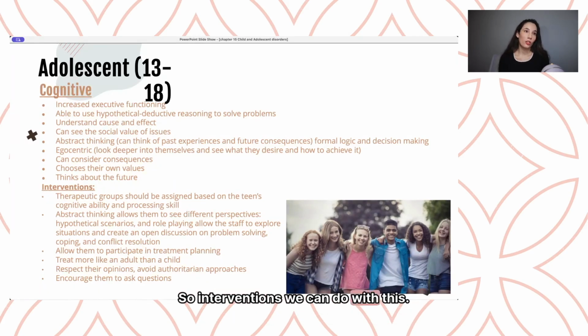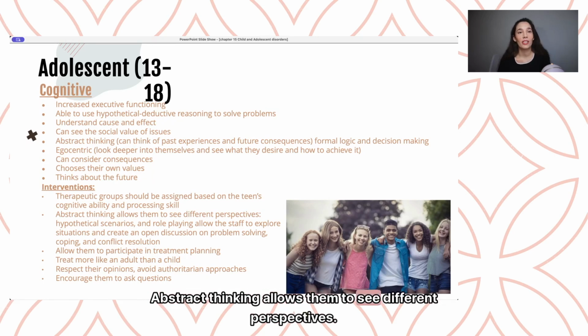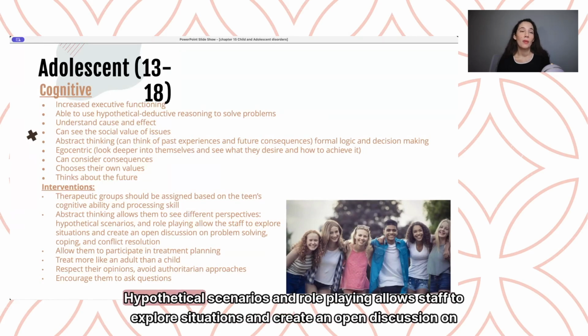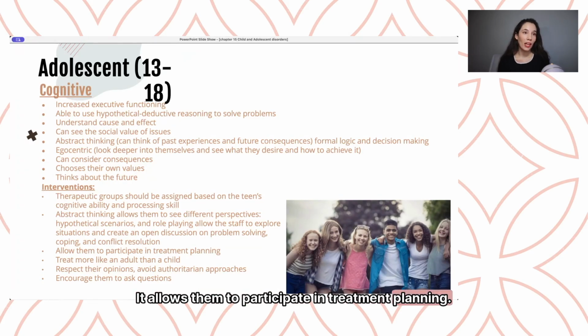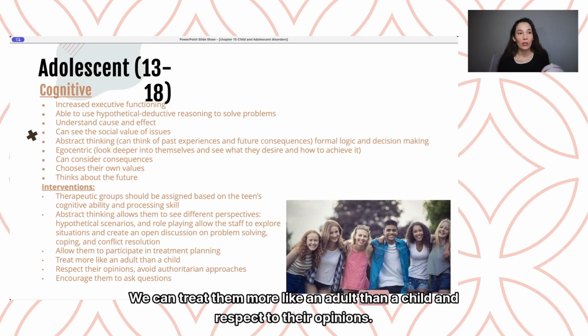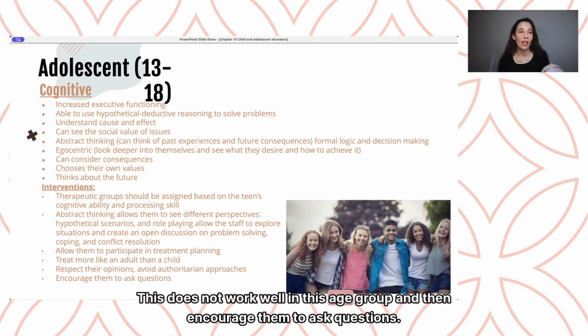So interventions we can do with this, so therapeutic groups based on cognitive ability and processing skills. Abstract thinking allows them to see different perspectives. Hypothetical scenarios and role playing allow staff to explore situations and create an open discussion on problem solving, coping, and conflict resolution. It allows them to participate in treatment planning. We can treat them more like an adult than a child and respect their opinions. We want to avoid authoritarian approaches. This does not work well in this age group. And then encourage them to ask questions.